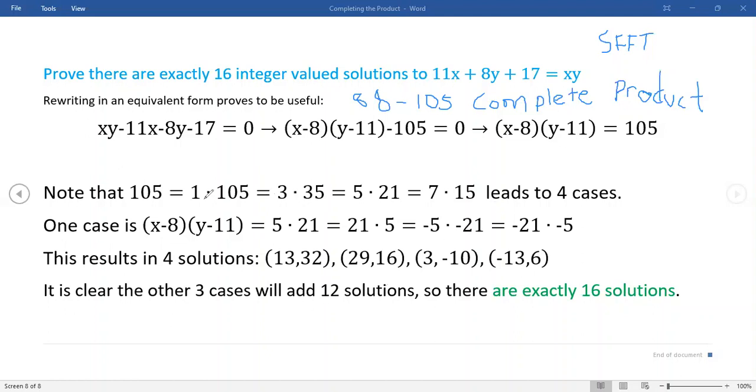Now, the big observation here is that 105 has exactly 8 divisors, and I've written them down right here: 1 times 105, 3 times 35, 5 times 21, and 7 times 15. Now this is going to lead to 4 cases, and what gets laborious is that it's not enough just to equate it. I picked 5 times 21 kind of arbitrarily as our example. This will be one of the 4 cases. But folks, it's tempting to just call this 5 and call this 21, solve for x and y, done. But the same holds in reverse.